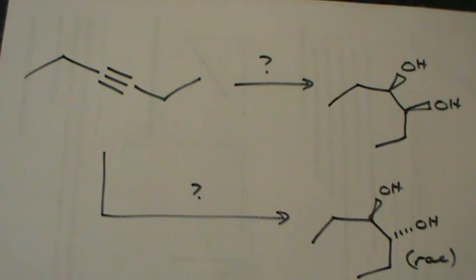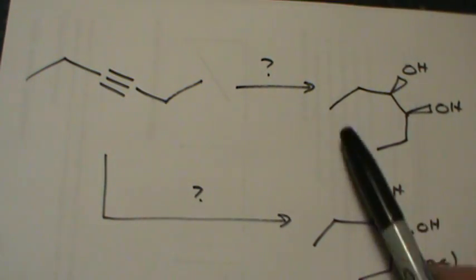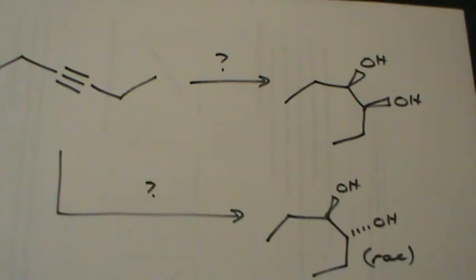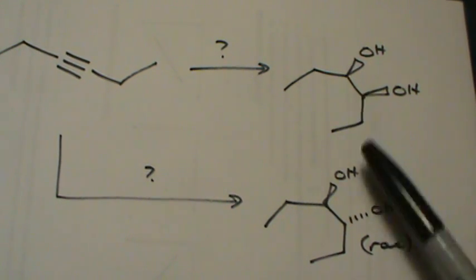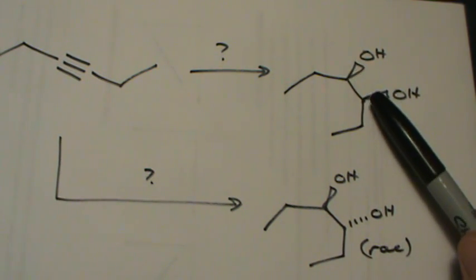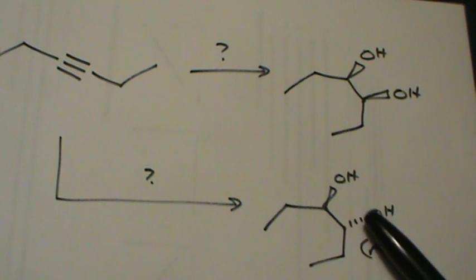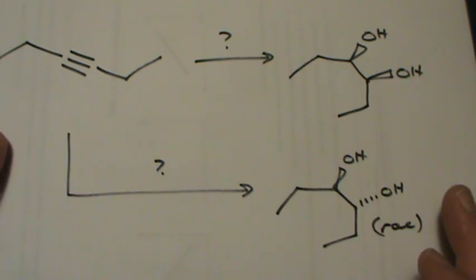We've got 2 synthesis problems here. We are trying to convert this starting material into this target in our first synthesis problem, and then into this target in our second synthesis problem. And you see that these 2 targets are very closely related to each other. They're both vicinal diols, but in one case they are syn vicinal diols, and in the other case they are anti-vicinal diols. All right, so here we go. How are we going to do it?